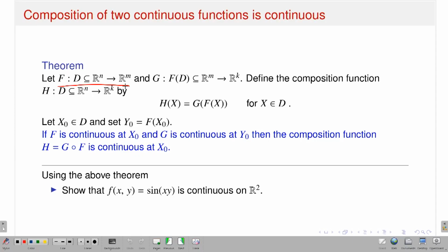So start with the function capital F from D, a subset of Rn, to Rm. Now I start with the function g from f of d. I need to start with g from f of d, otherwise the composition does not make any sense. So starting with the function g from f of d, which is a subset of Rm, to Rk, I can make sense of the composition function capital H. What is that function? H acting on x is nothing but g of f of x. Now f maps any point x to f of x, and what is f of d? This is the range of f. So f of x belongs to the range of f, which is nothing but f of d.